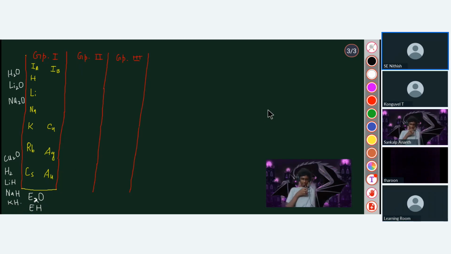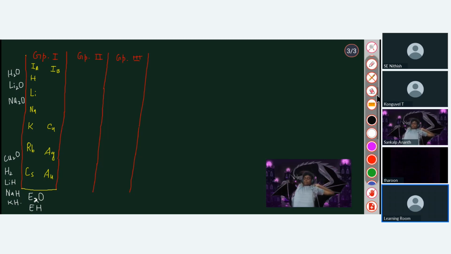Hydrogen is also a metal, sir. Hydrogen is non-metal, not a metal. It's a non-metal with positive valency. But why has he kept it in group first A? Because he told that it forms the same type of oxide and the same type of hydride, just like the other metals, lithium and sodium. Got it?